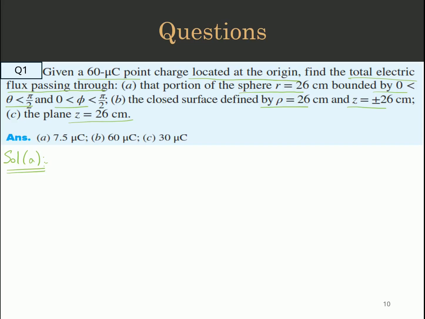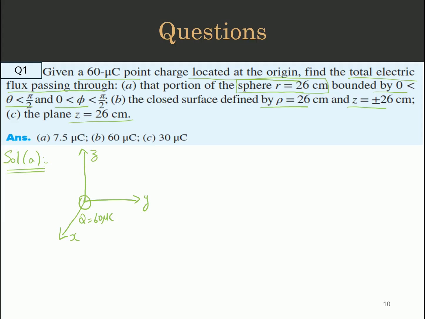First we have to visualize this, and see where our charge is. Let me draw the right-handed xyz coordinates and then give the respective axes for the spherical coordinate system, because we know that this is a sphere since the ranges are given as r, theta, and phi, and the charge is at the origin. So our charge is 60 microcoulomb, placed at the origin.